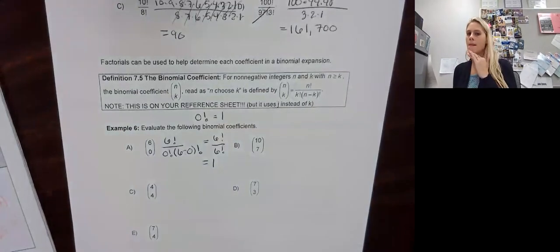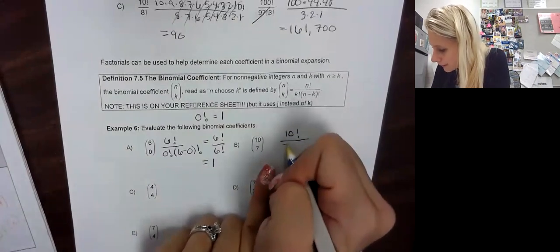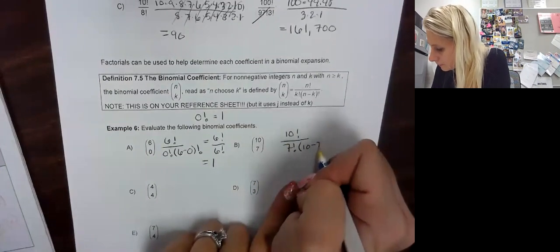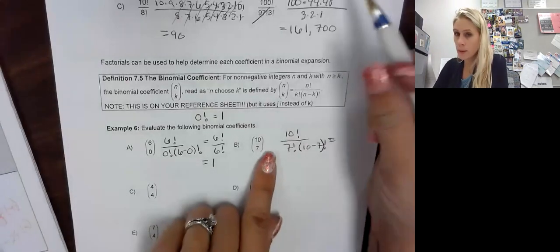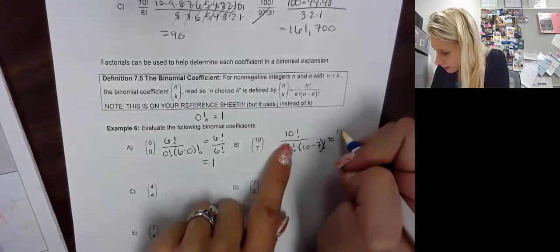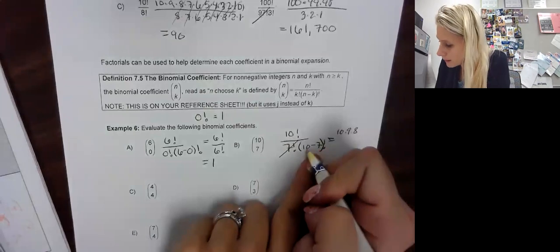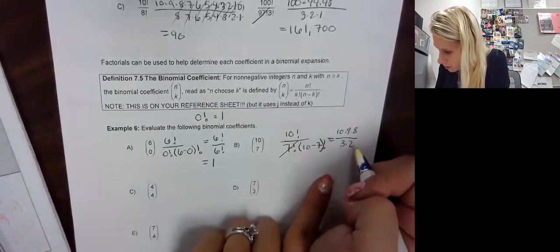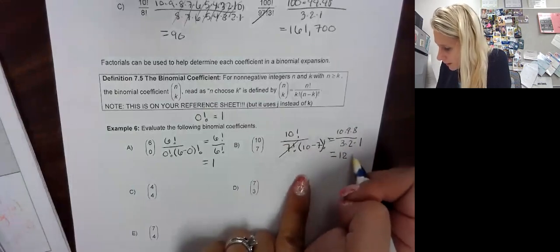All right, let's do the next one. So this tells me it's 10 factorial over 7 factorial times 10 minus 7 factorial. So let's write this out just like we were doing above here. 10 times 9 times 8, but I'm not going to write 7, 6, 5, 4, 3, 2, 1 because that's covered by this 7. But 10 minus 7 is 3 factorial, which is 3, 2, 1, which leaves us with 120.